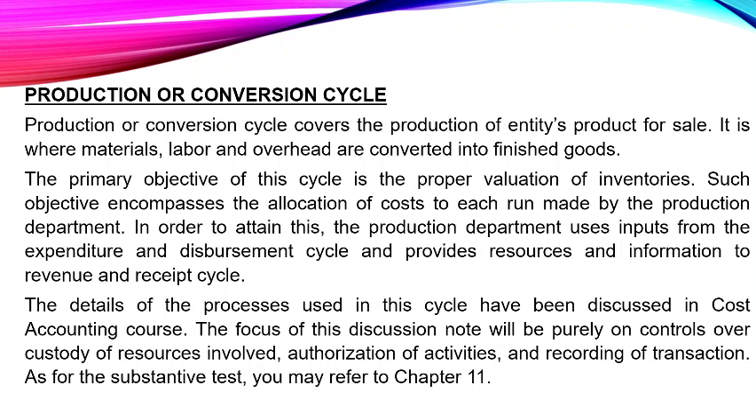Production or conversion cycle. The production or conversion cycle covers the production of the entity's product for sale. It is where materials, labor, and overhead are converted into finished goods. The primary objective of this cycle is the proper valuation of inventory. Such objective encompasses the allocation of costs to each run made by the production department.